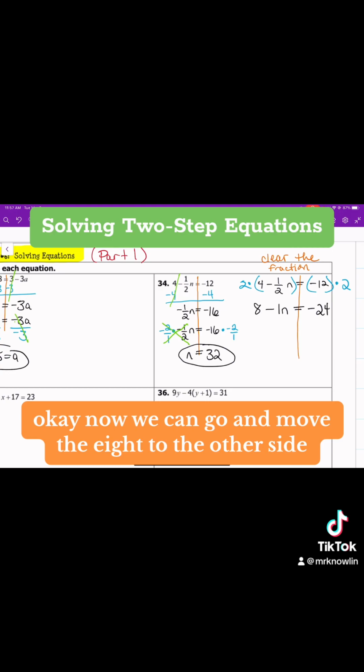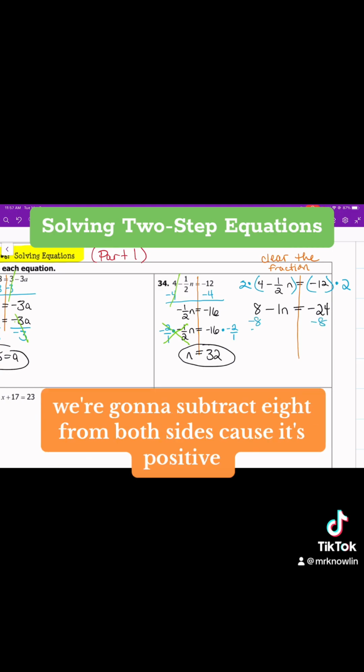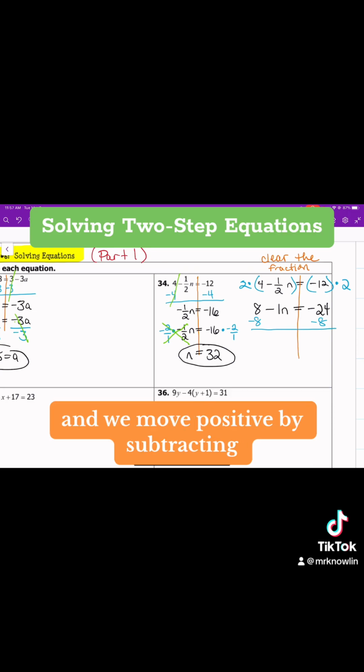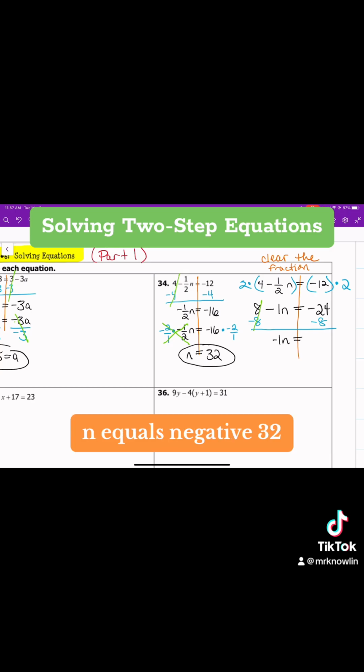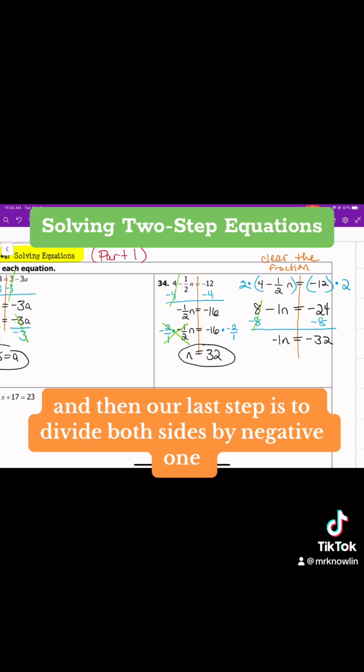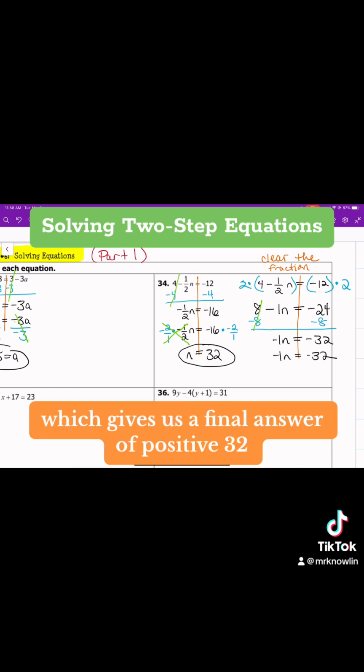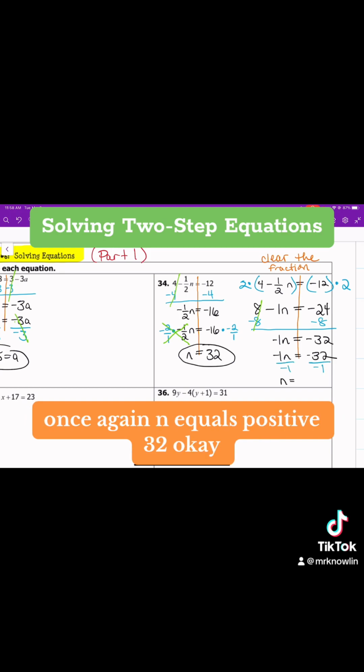Okay? Now we can move the 8 to the other side. We're going to subtract 8 from both sides because it's positive, and we move positives by subtracting. That's going to give us negative 1n equals negative 32. And then our last step is to divide both sides by negative 1, which gives us a final answer of positive 32. Once again, n equals positive 32. Okay?